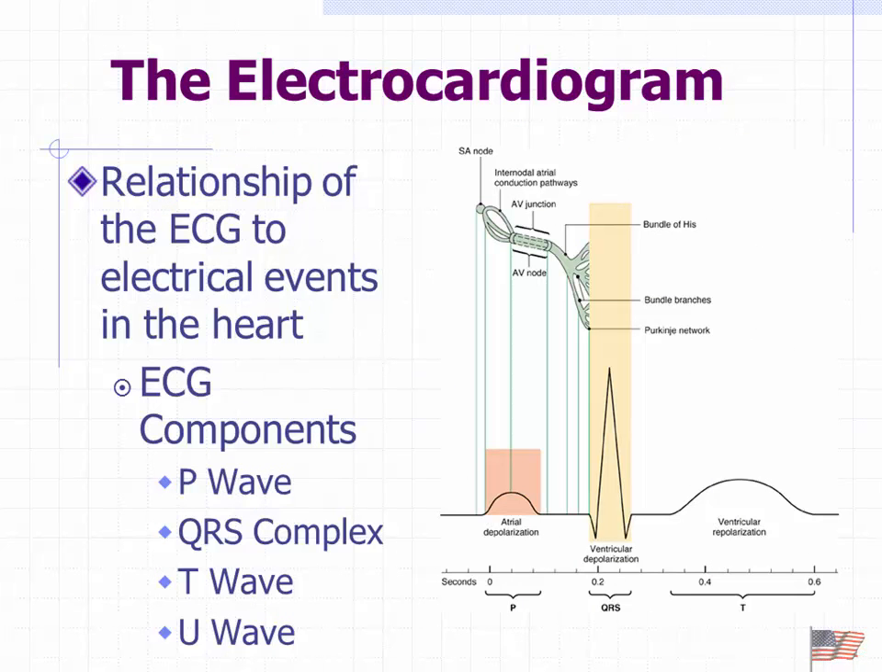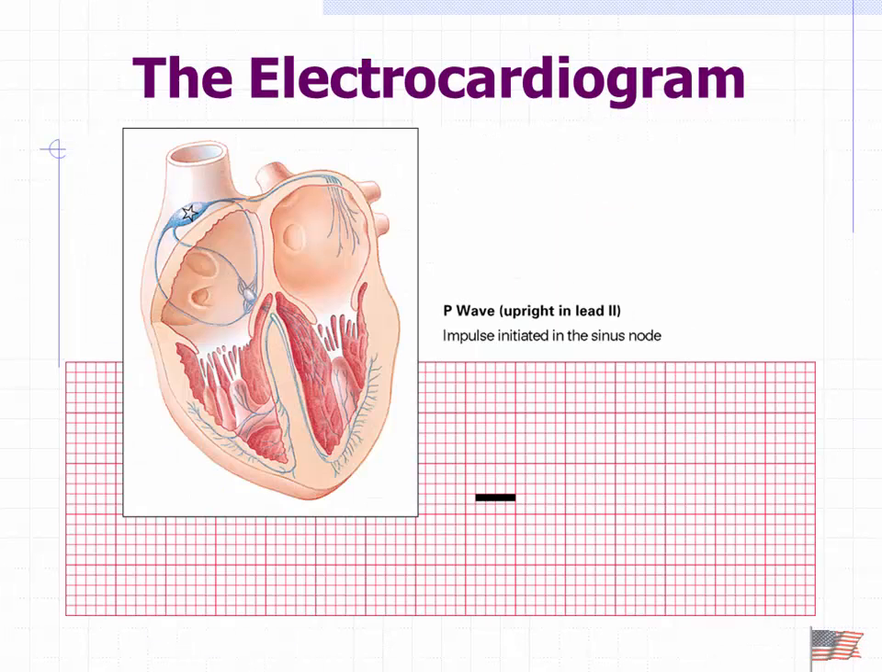It's just kind of a diagram that shows how it relates to where it's going through the heart, as we mentioned. Okay. So you should be able to identify the P, the QRS complex, and the T wave.